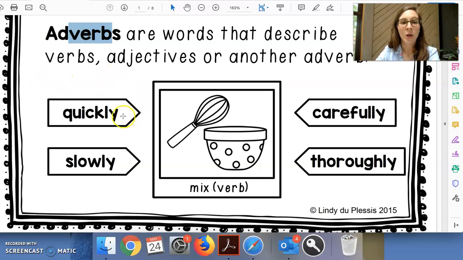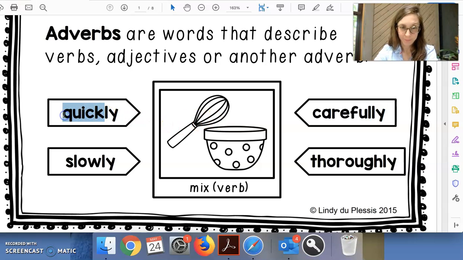So did I quickly mix the cupcake batter together? Did the cupcake have to cook slowly? Did I mix slowly? Did I have to read the directions carefully and mix carefully and mix thoroughly all the way to get the lumps out? And you'll notice that all of these adverbs have the same ending. They have the ly ending. And if you take off the ly, the base word can actually be an adjective.